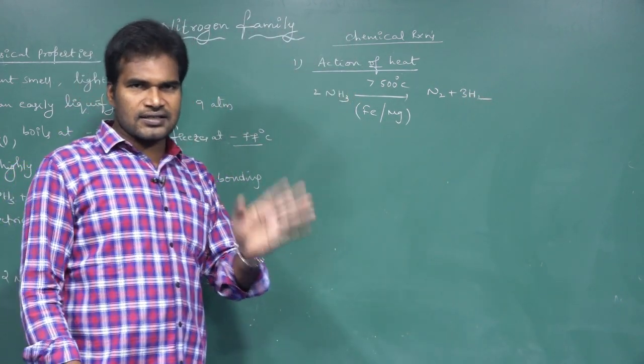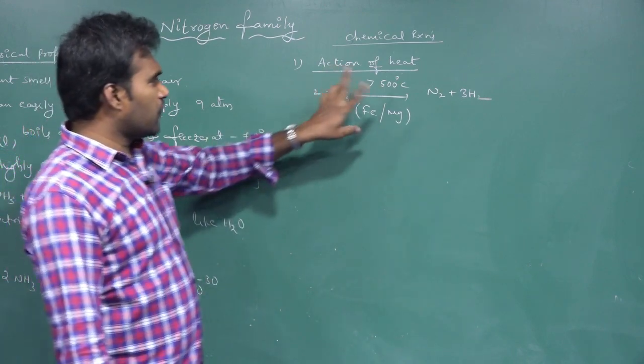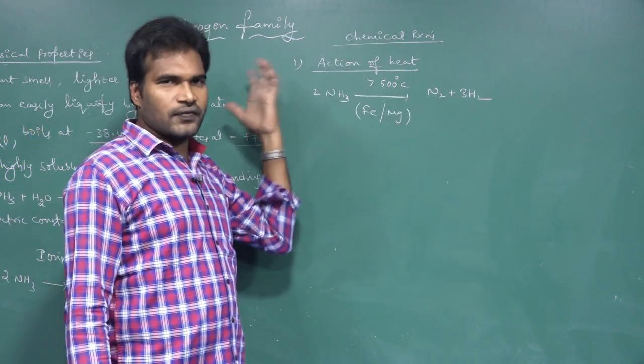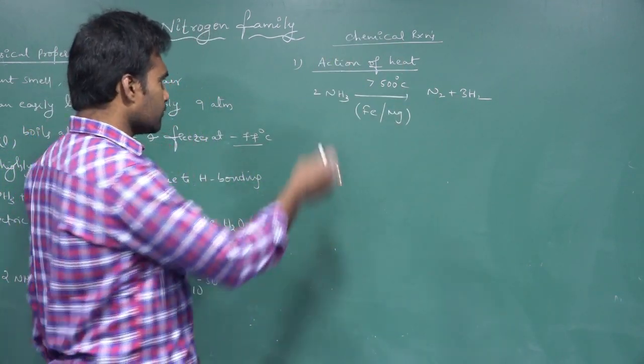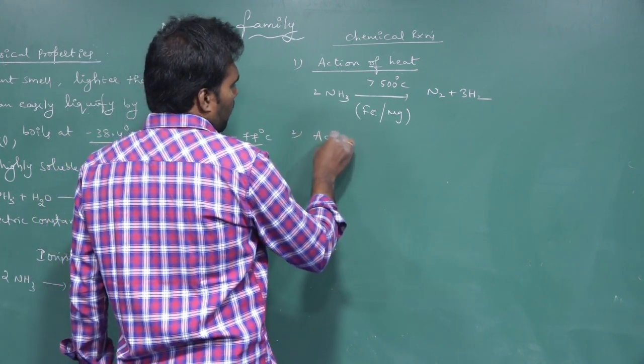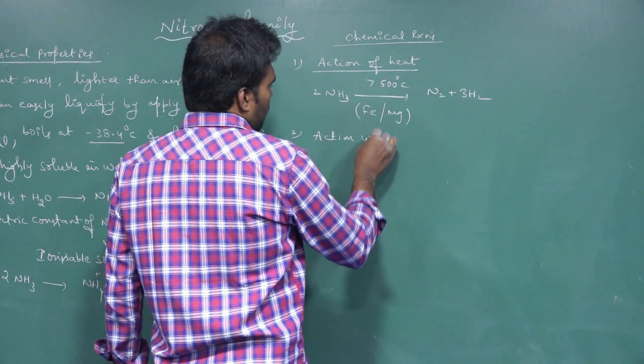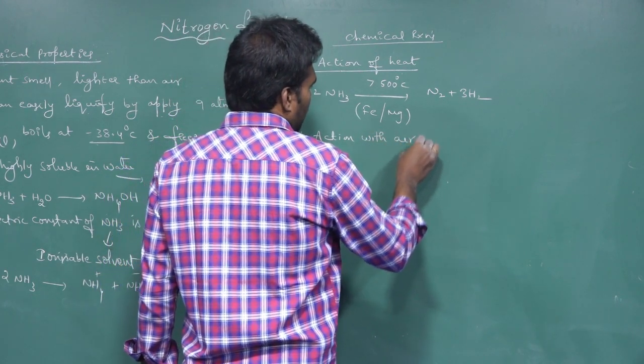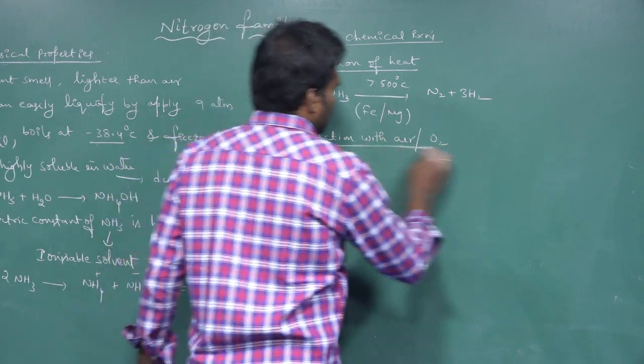Up to 500 degrees Celsius, ammonia formation takes place. If it is exceeding 500 degrees Celsius, the reverse reaction takes place. So this is the action of heating. Next one, action with air or oxygen.